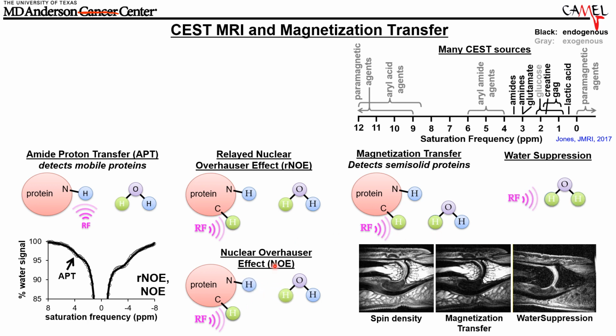Oh, and then of course the nuclear Overhauser effect is shown here, again, similar to these other mechanisms. So there are many assessed sources. Some are endogenous within the body already. We don't have to inject anything. That's shown in black. And then there are the exogenous contrast agents that can be injected into the body, including even glucose, which can be injected intravenously and detected using these saturation transfer effects.